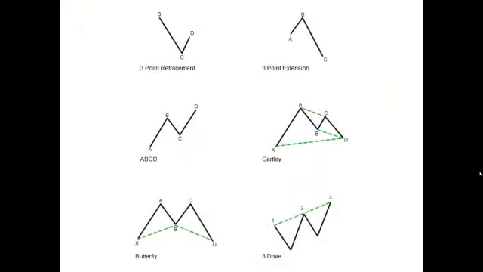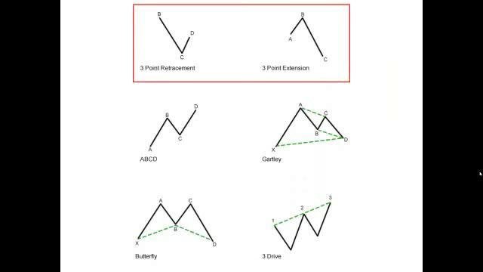AutoChartist identifies 6 different classes of Fibonacci patterns. The simplest 2 types of patterns are retracements and extensions. These both have 3 turning points, that is, where price graphs make highs or lows. Let's look at an example.